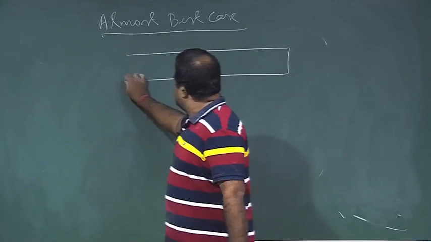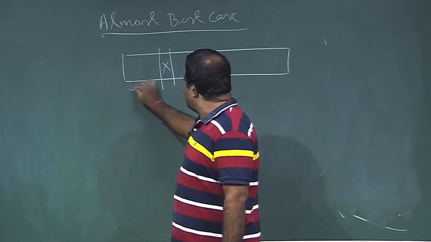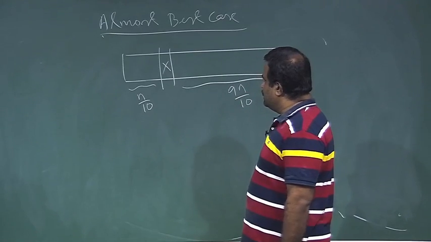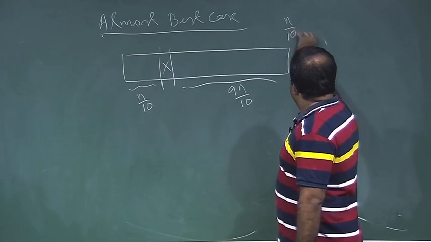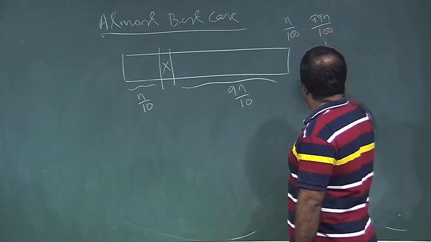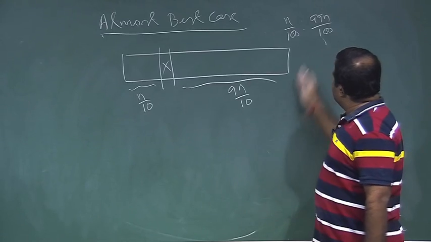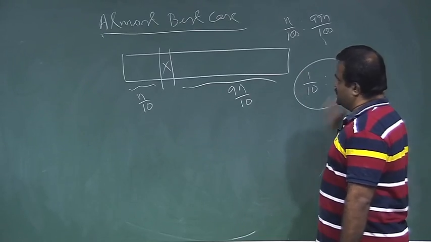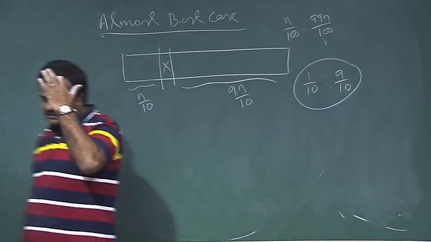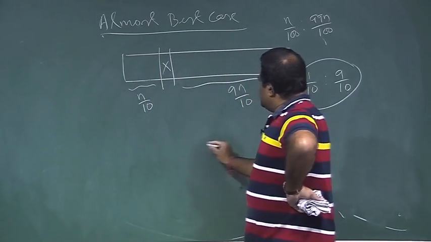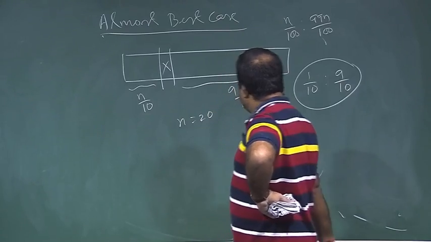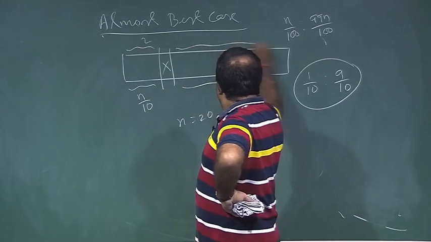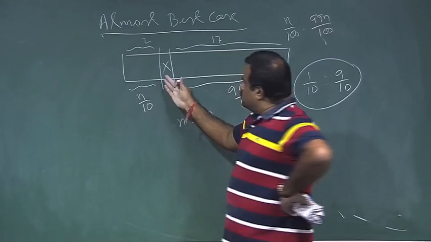Suppose our pivot is such that it is partitioning the array into two parts, one is say n by 10, another is say 9n by 10. Or maybe one is n by 100, another one 99n by 100. For simplicity, n by 10 and 9n by 10. It will work for this also. So pivot is such that it is partitioning in this ratio. For example, suppose n is 20. If n is 20, then how many elements are there? This is n by 10, so this is 2 and this is 17 or so. So this is only 2 elements.